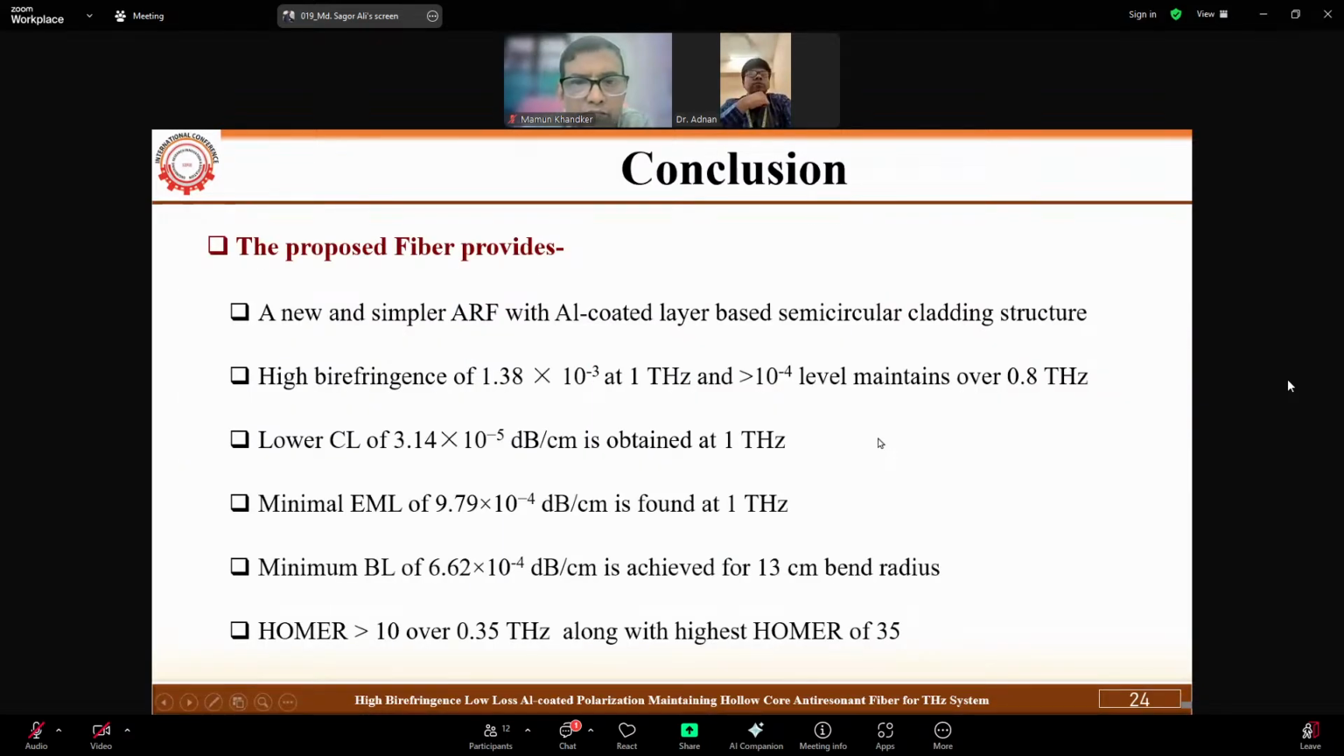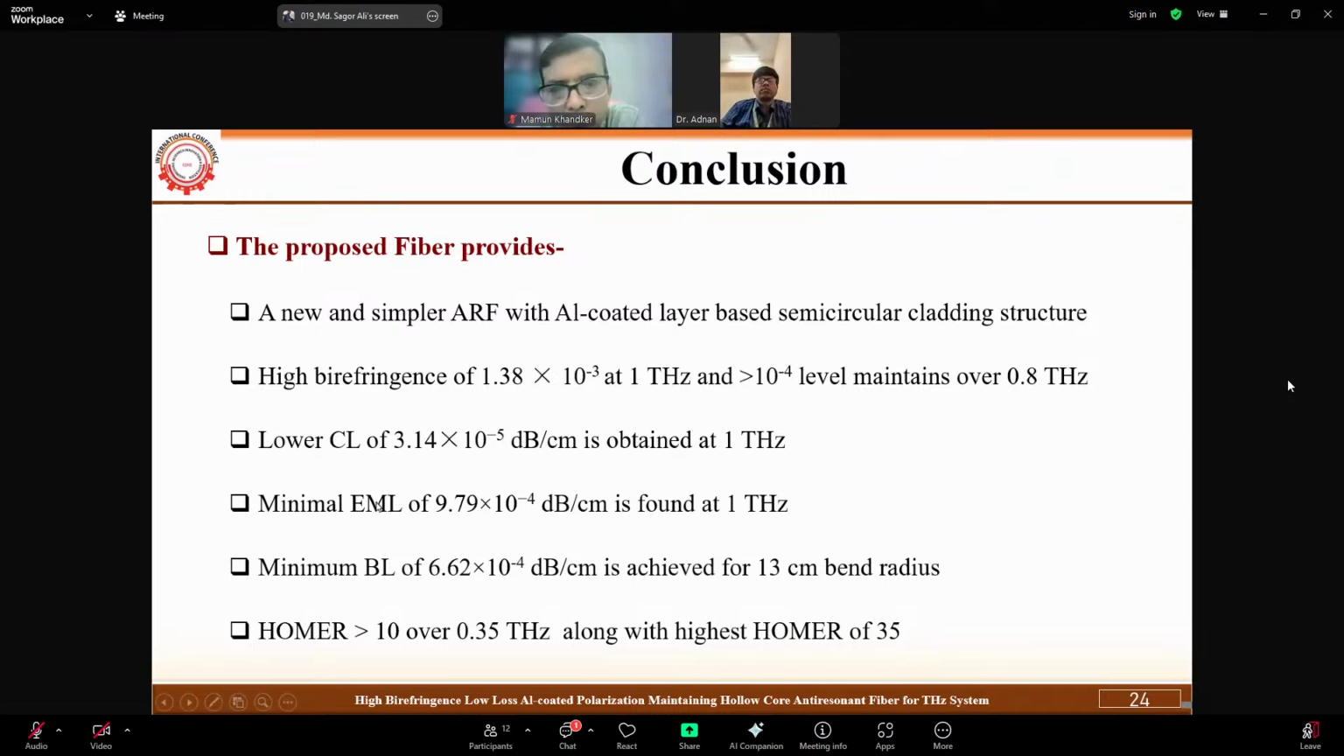Conclusion. The proposed fiber provides a new and simpler anti-resonant fiber with an aluminum coated layer based semicircular cladding structure, with birefringence of 1.38 × 10^-3 at 1 terahertz and greater than 10^-4 level maintained over 0.8 terahertz.